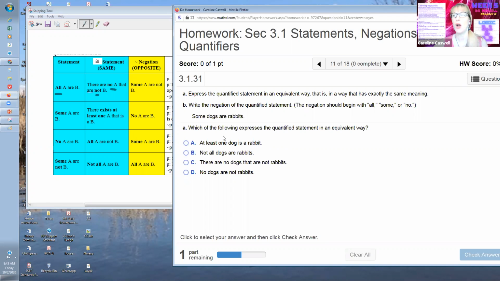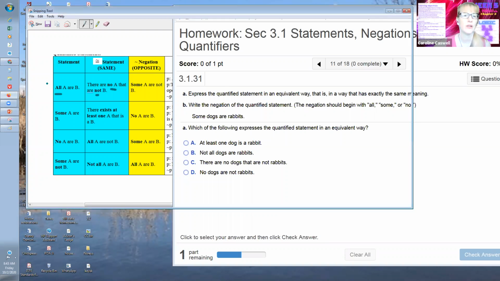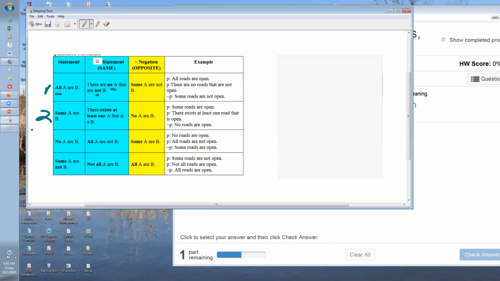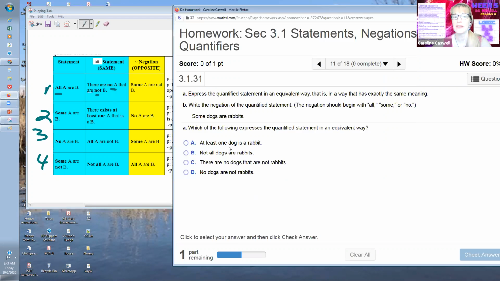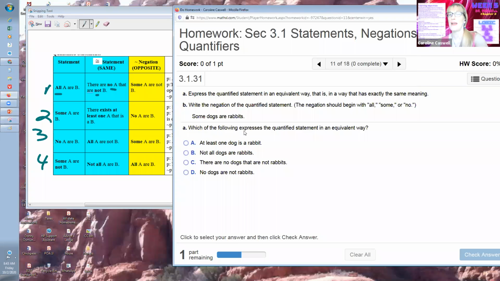Where is the some are? Which row? Row 1, 2, 3, or 4. Yeah, it's row 2. Some A are B is some dogs are rabbits, exactly in that form. Okay, so if that's our statement, we need one that's equal to that or equivalent to that, which means just go to the next column and follow that format.